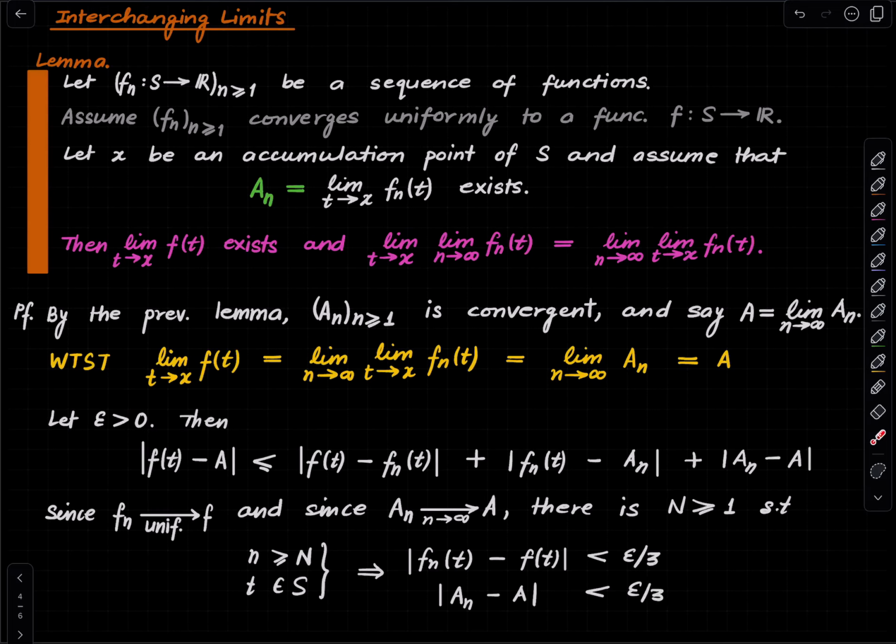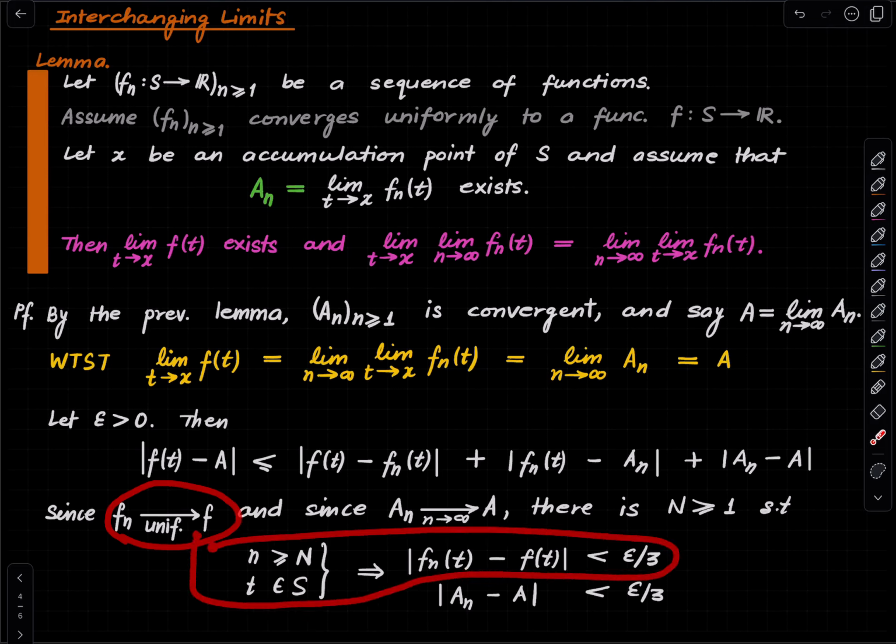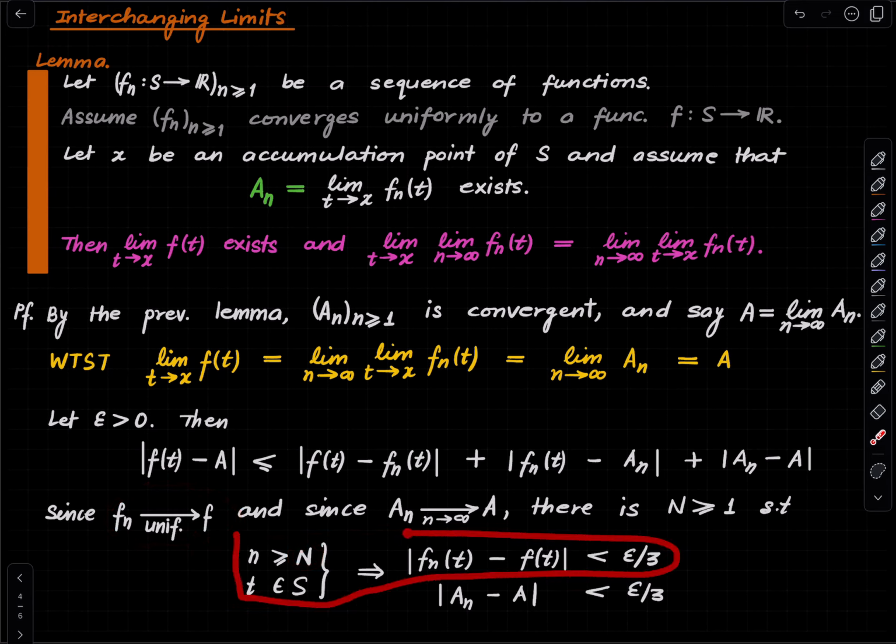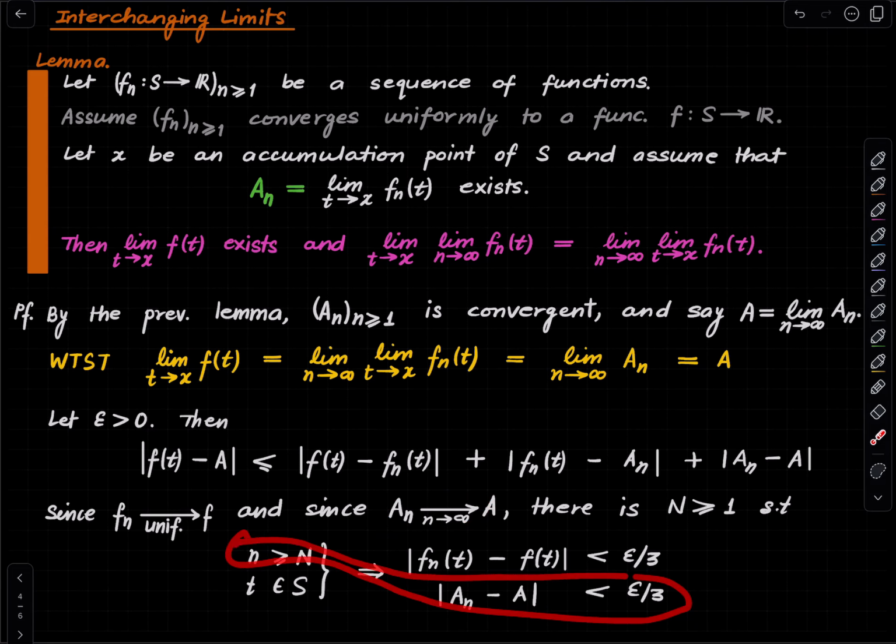So what are we doing? Because of this uniform convergence, there was some capital N such that this holds. And because of this, there was some capital N such that this holds. But we can just choose the bigger of those two capital N's and write the single statement without cluttering things. That's all.